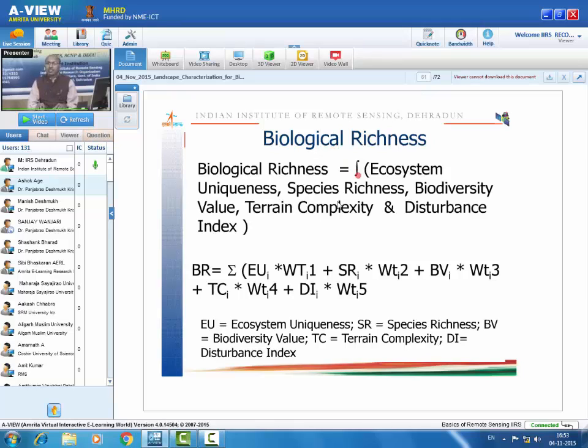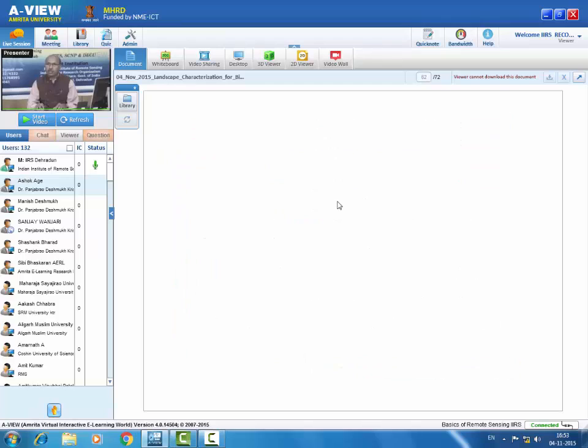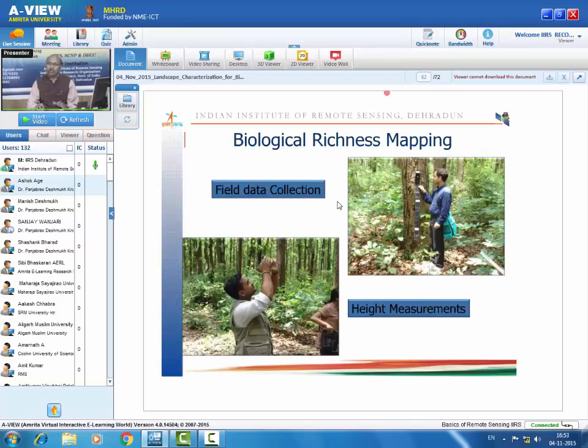This, as I said earlier, is again a linear equation. So you have the sum of the ecosystem uniqueness with a certain weight, then similarly species richness with a certain weight, biodiversity value, then terrain complexity and the disturbance index. So certain weights have to be assigned. For this you need a little bit of knowledge.